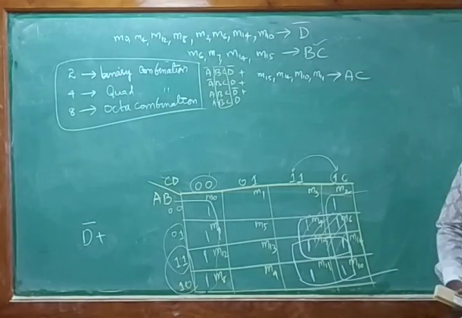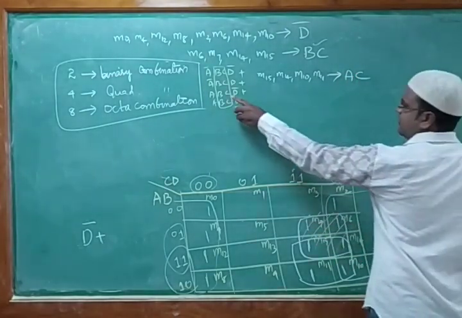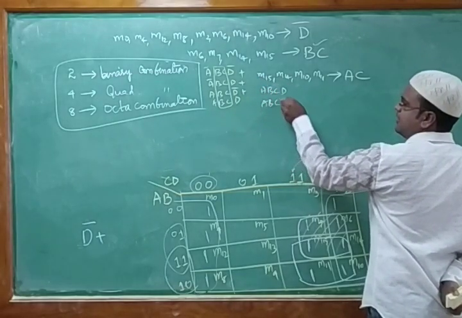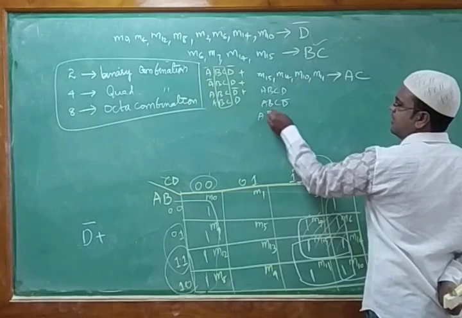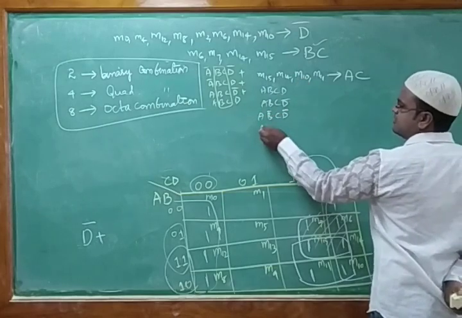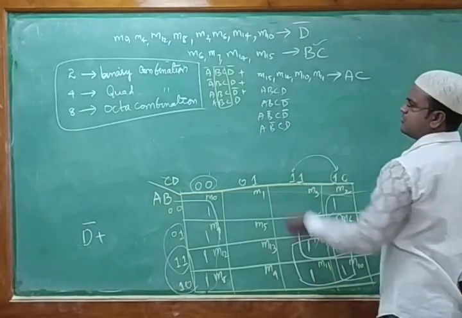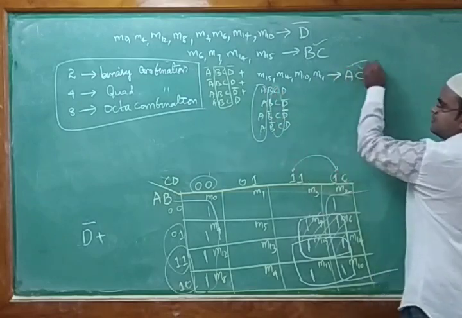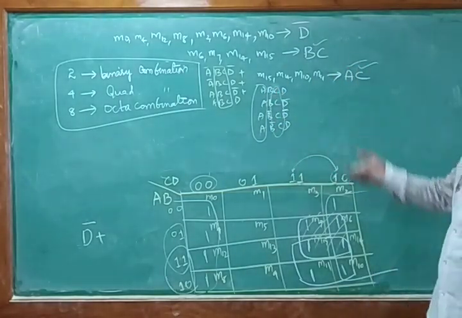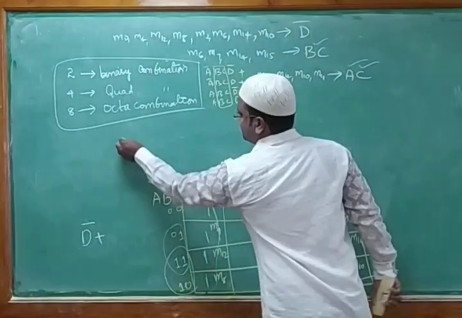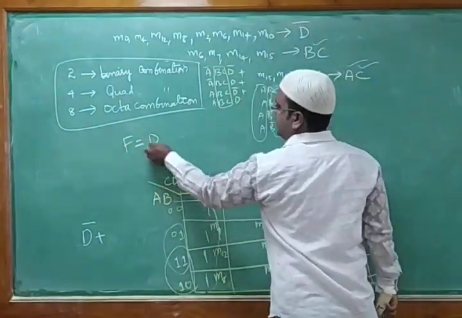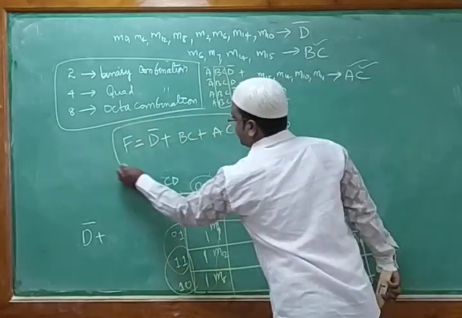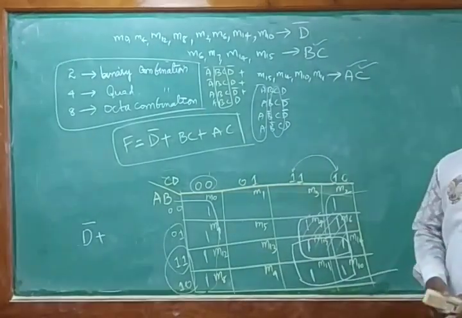Same way, if you want to go for this way, what is 15? I can write A, B, C, D. 14 is A, B, C, D bar. 10 I can write A, B bar, C, D bar, because 8 plus 2 is 10. 11 is A, B bar, C and D. As you can see, A is the same on all sides, so we wrote A. C is common in all, we wrote C. That's how your total function comes. Now the last function F is equal to D bar plus BC plus AC, which is the answer the question gave, so that is verified.